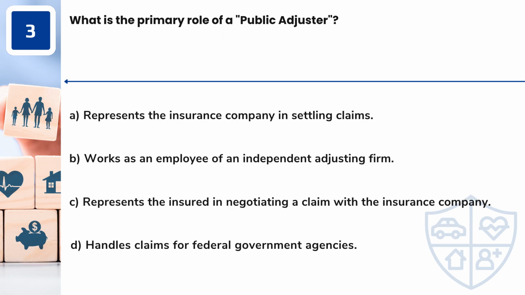Question 3. What is the primary role of a public adjuster? A. Represents the insurance company in settling claims. B. Works as an employee of an independent adjusting firm. C. Represents the insured in negotiating a claim with the insurance company. D. Handles claims for federal government agencies.